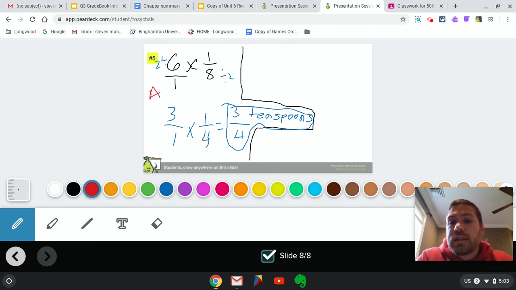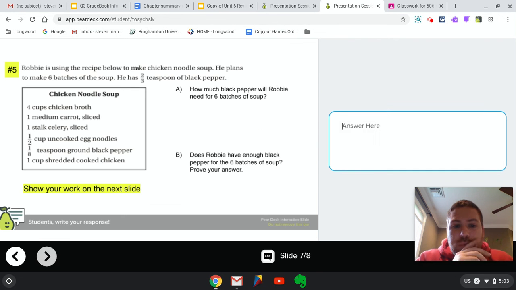Now let's look at part B, and remember, we're most likely going to be using the number, or at least looking at this number, to answer part B, right? That's why they are 2-part questions. They go together with each other. So it says, does Robbie have enough black pepper for 6 batches of soup? Prove your answer.